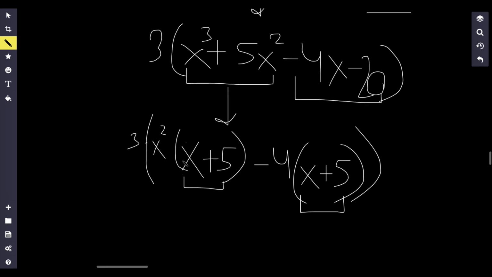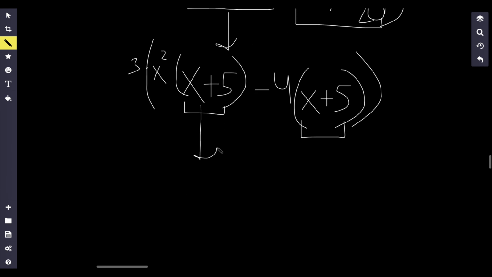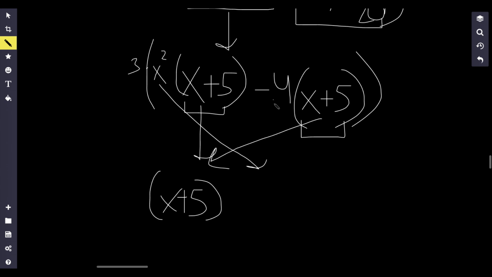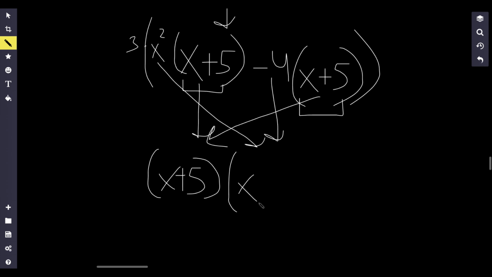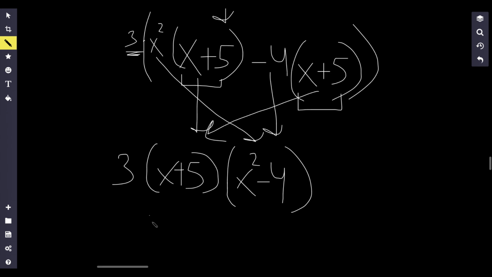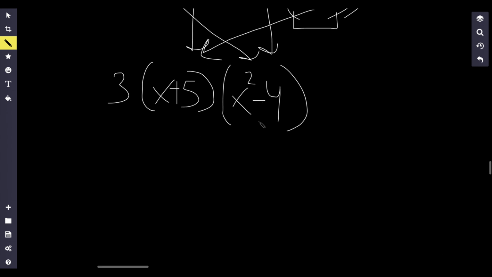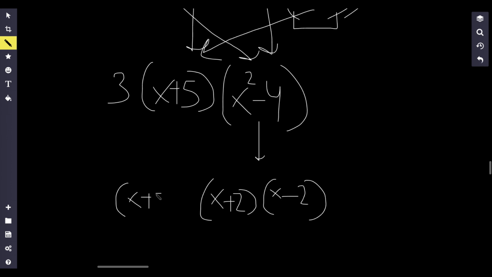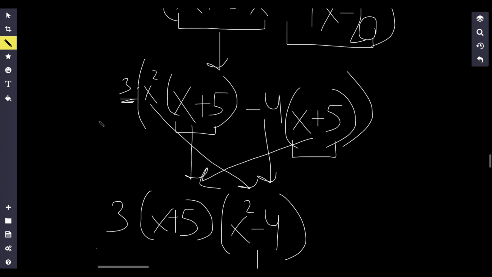Okay, so in this case, remember, these two things sort of merge into one term, right? So these x plus 5s merge into one term. And the things that aren't in parentheses are going to merge into another term. And don't forget, we still have this 3 on the outside. Now, x squared minus 4 is a difference of two squares, so I can rewrite this as x plus 2 times x minus 2. Don't forget the x plus 5 and then the 3. But then we are done. Can't really factor this any further.